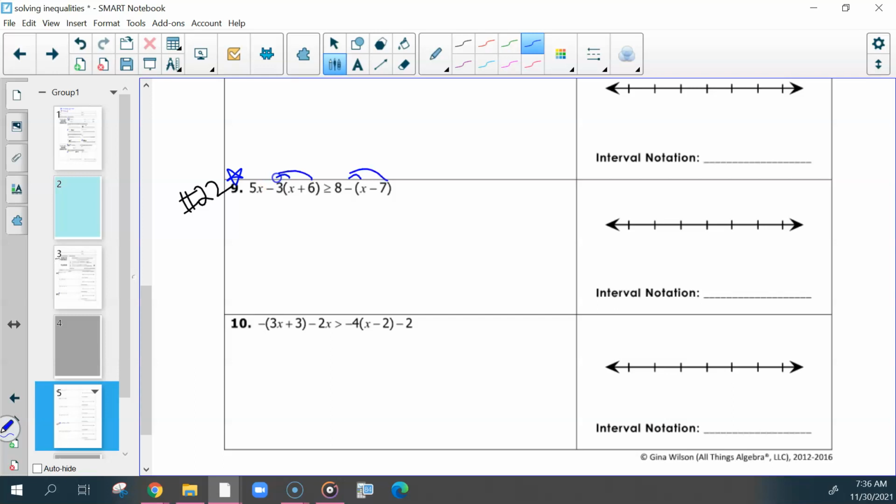Remember that this is really -1 that I'm distributing there. So I have 5x minus 3x minus 18 is greater than or equal to 8 minus 1x plus 7. We can then combine like terms. We have 5x minus 3x on this side to give us 2x, and then 8 plus 7 on this side to give us 15.